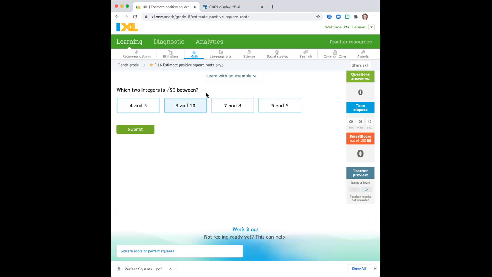So we actually have a new equation right here. Which two integers is the square root of 50 between? So what we're going to do is go back to our sheet, until we remember all the square roots of the perfect squares. We're going to say, okay, what two integers is the square root of 50 in between?